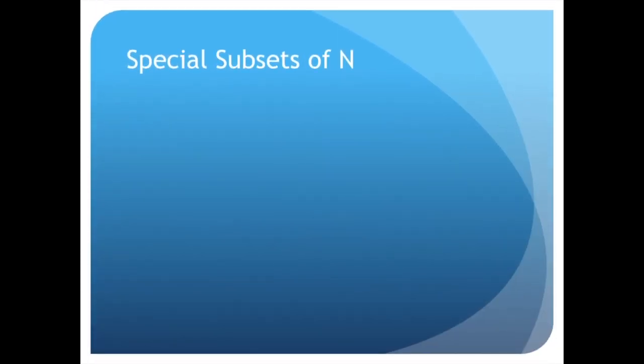Now let us discuss some special subsets of natural numbers. The first special subset of natural numbers is even numbers. Even numbers are the numbers which are completely divisible by 2. For example, 2, 4, 6, 8 and so on. We represent even numbers using capital E. The formula to find a particular even number is 2n.